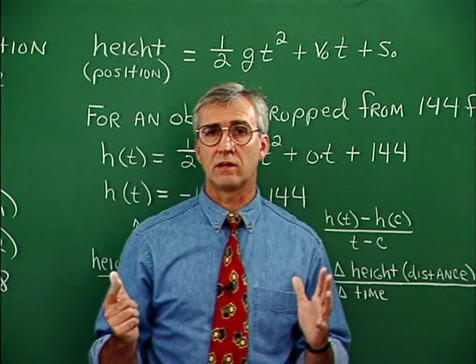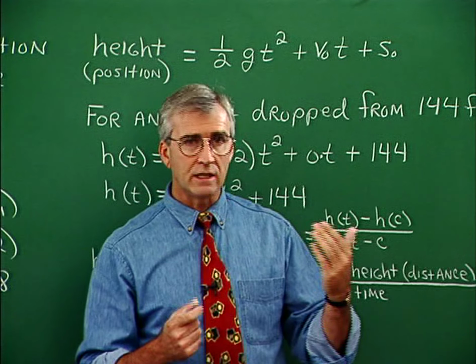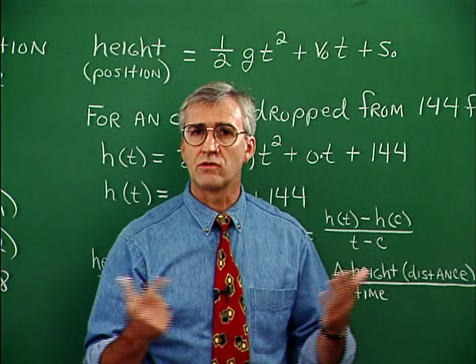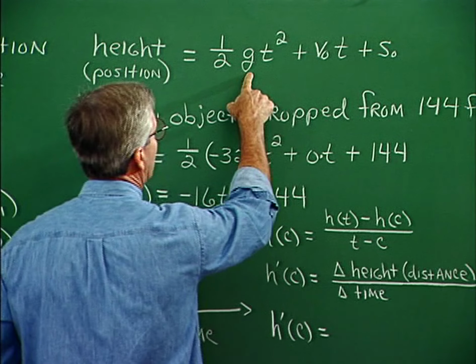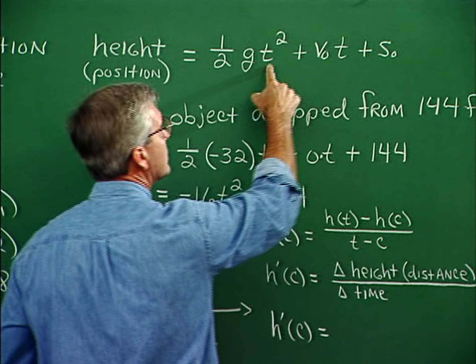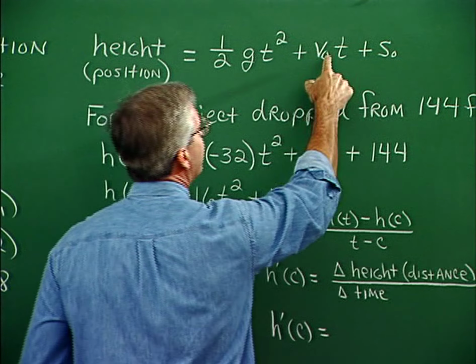We're neglecting the idea of air resistance here just for a moment. This wouldn't work well with a feather, but it would work great for a cannonball. Okay, so let's see. That's the acceleration due to gravity. T is time in seconds. V naught is initial velocity.